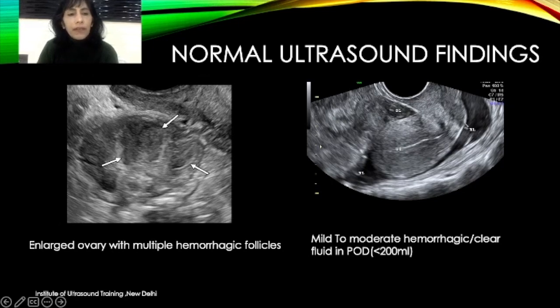Post oocyte retrieval, even if you find a little bit of hemorrhagic fluid or clots in the pelvic cavity, it's still okay. So, two findings may be considered normal. One is hemorrhagic follicles, and second, a collection in the pelvic cavity, particularly in the cul-de-sac or pouch of Douglas, which may have some echoes. It may be a hemorrhagic collection, it may be clear fluid also. You should be aware of these so that you don't get alarmed if you see such a case.